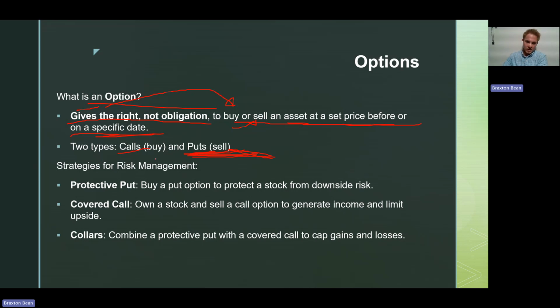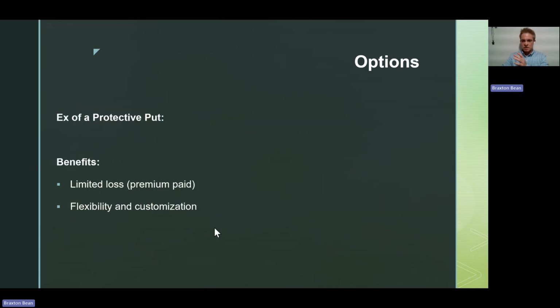You can buy a put option to protect a stock from downside risk. I'll talk about this one later. You have covered calls. If you own a lot of shares of a stock, you can sell the call option to generate income and limit upside, which does limit upside. And then there's also collars, which combine a protective put with a covered call. It caps gains and losses. If you don't think the market's going to move very far, you can sell a covered call and buy a put option, and it's very limiting in your margins. It's not limiting, but it caps them.